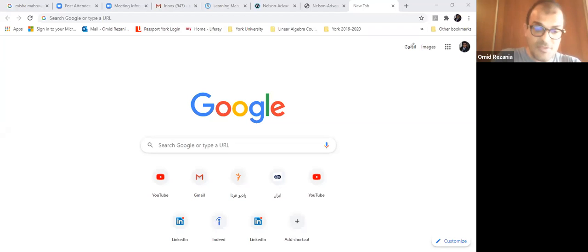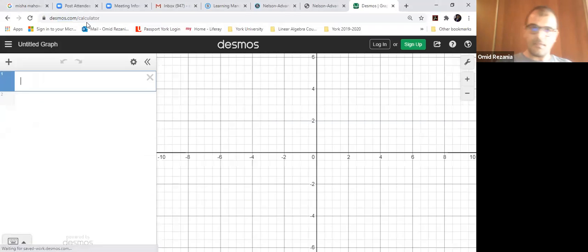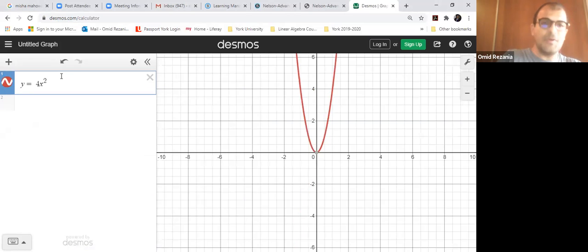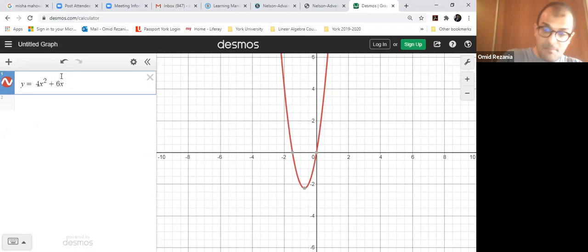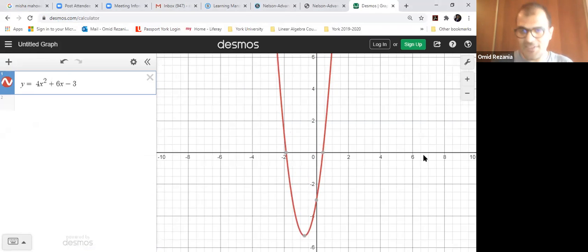On my Google, I'm just going to go there and type Desmos. It gives me the graphical calculator. And now here, I'm just going to plot that function. What was the function? It was 4x squared plus 6x minus 3. That's going to be our plot. It's a typical example of an even degree polynomial with a positive leading coefficient.